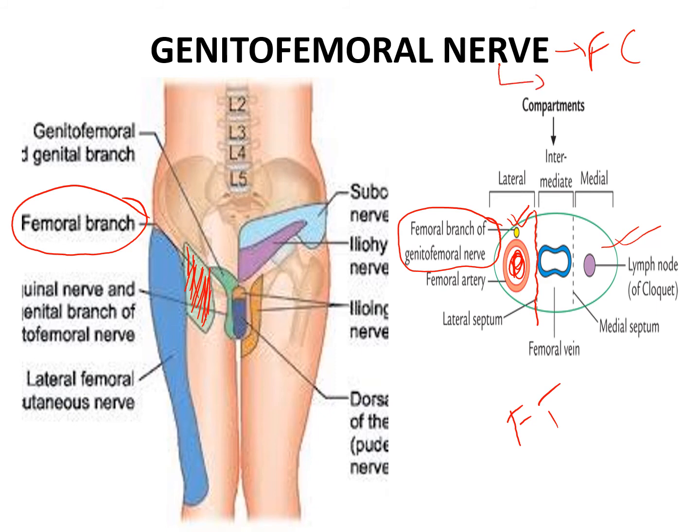The genital component supplies a muscle called the cremaster in males, and it also supplies the skin of the pubis and the scrotum. So that is the supply of the genitofemoral nerve. In females, it supplies the skin of the labia majora and the mons pubis.